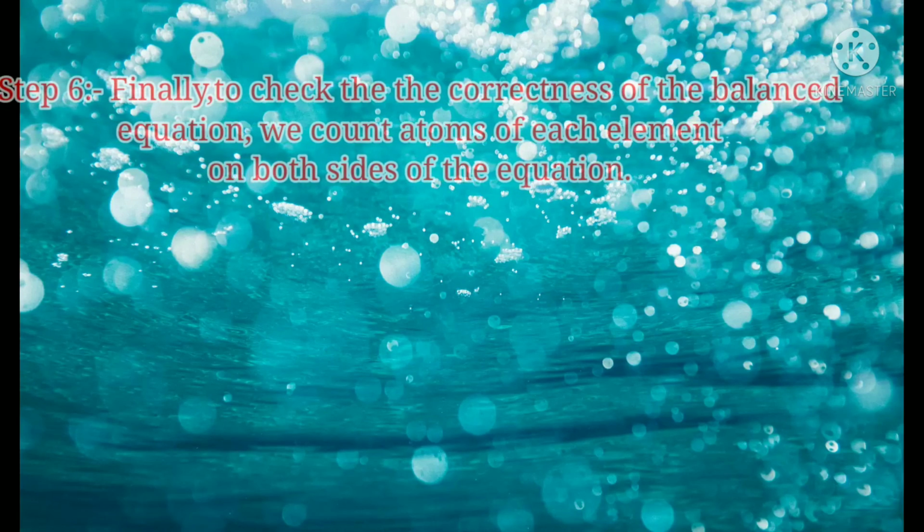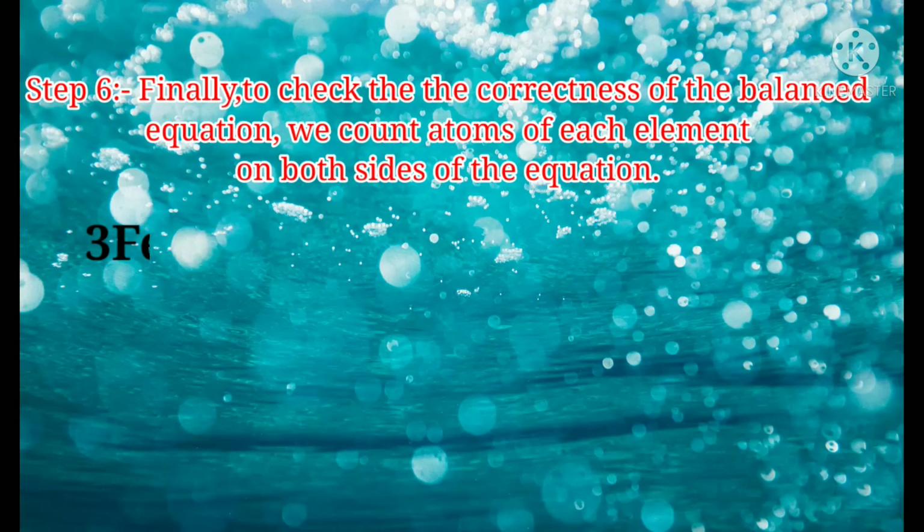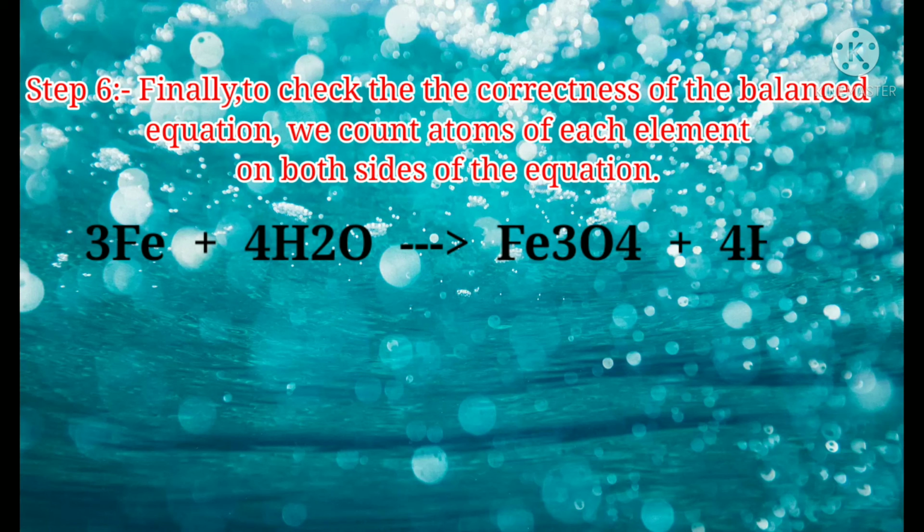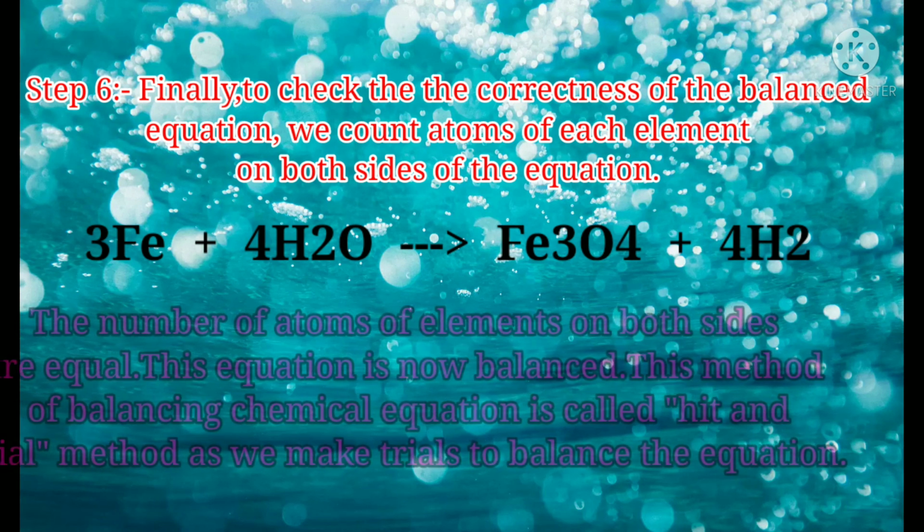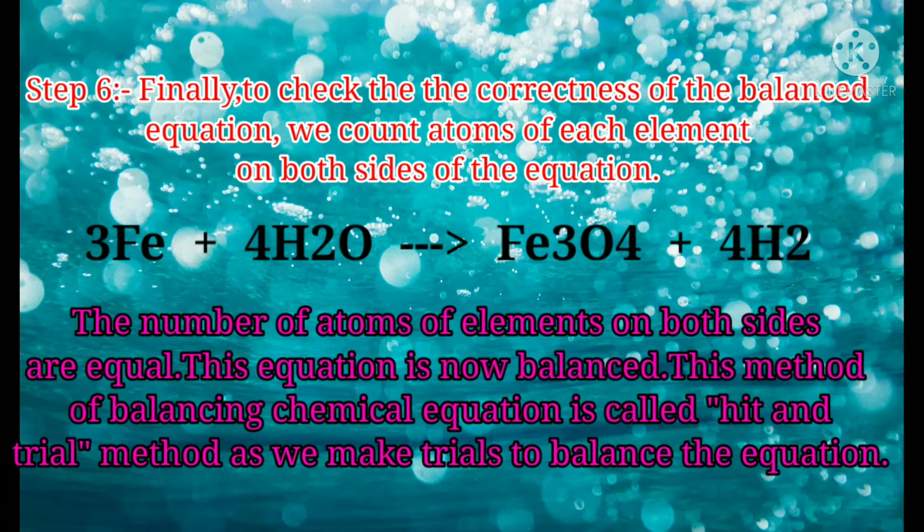Step 6. Finally, to check the correctness of a balanced equation, we count the atoms of each element on both sides of the equation. 3Fe plus 4H2O gives Fe3O4 plus 4H2. The numbers of atoms of elements on both sides are equal. This equation is now balanced. This method of balancing a chemical equation is called the hit and trial method.